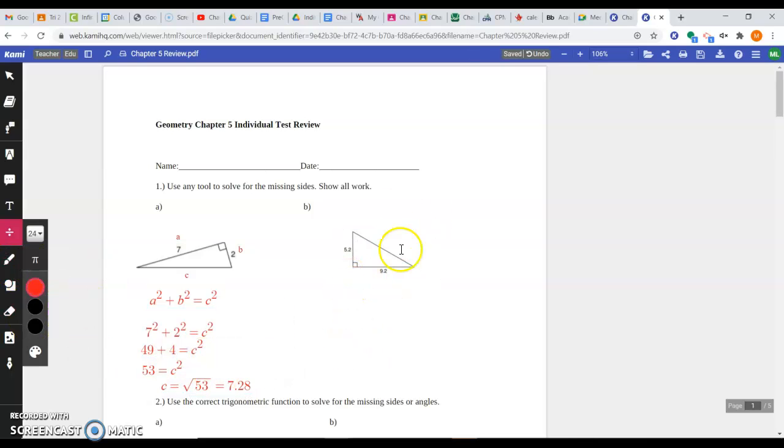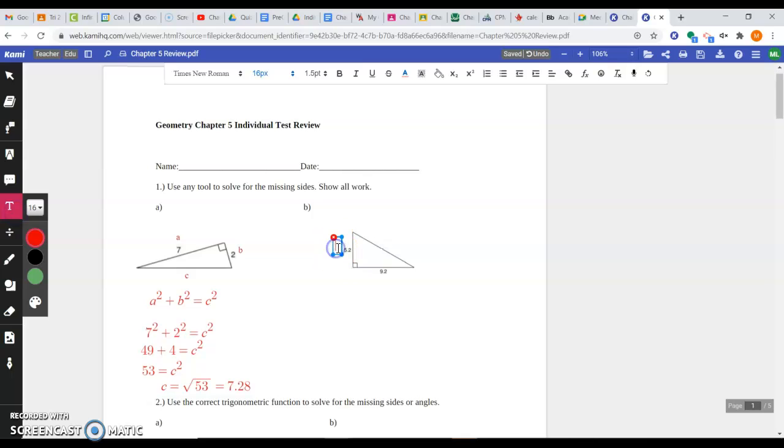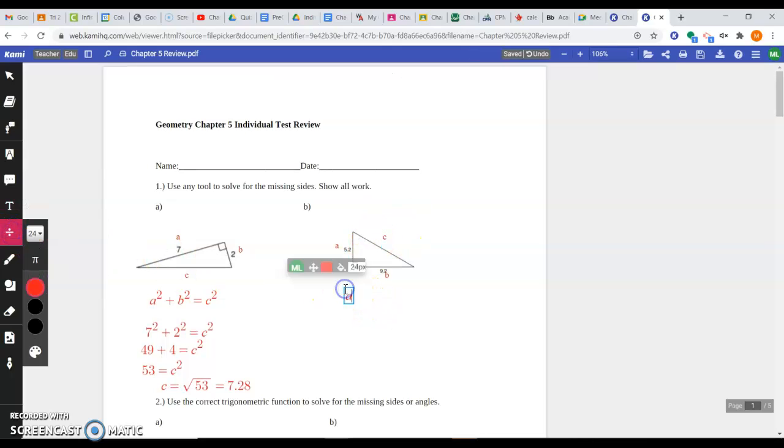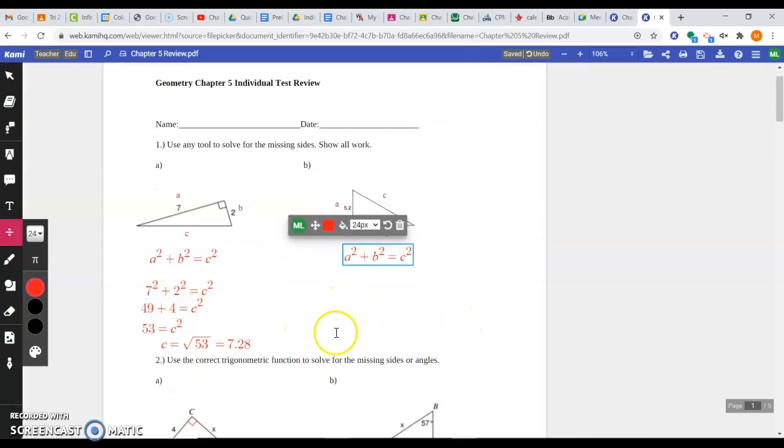Okay, again, I would use the Pythagorean theorem because I see a right triangle with two sides and a missing hypotenuse. I could label the 5.2 a, the 9.2 b, and then the hypotenuse c. Again, I know it's the hypotenuse, it's across from the 90. And I would use the equation a squared plus b squared equals c squared. Now, I'm going to let you try to do this one, try to follow the same thing I did here, and see what you end up getting.